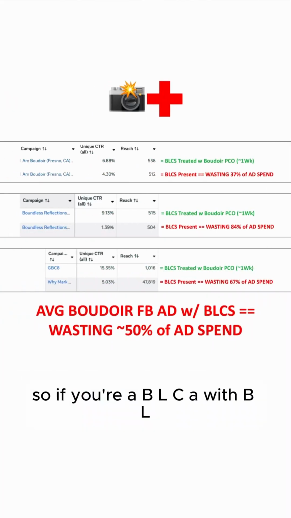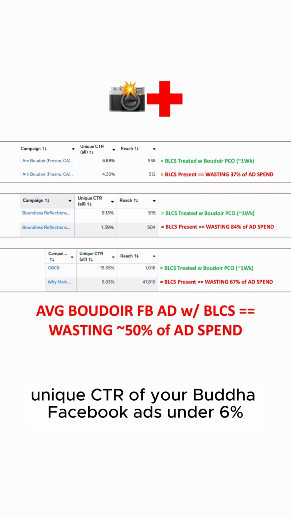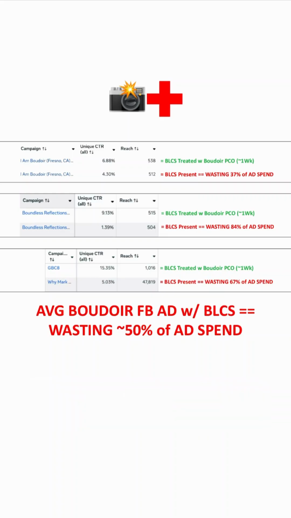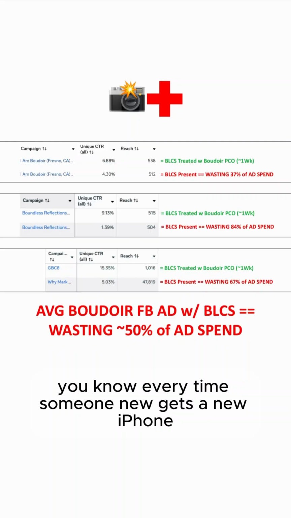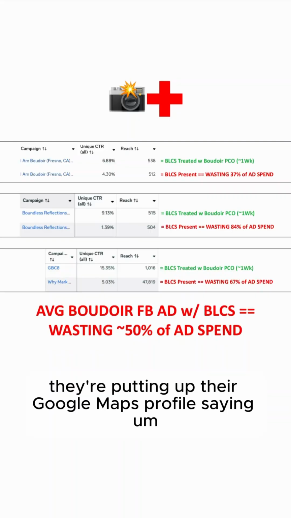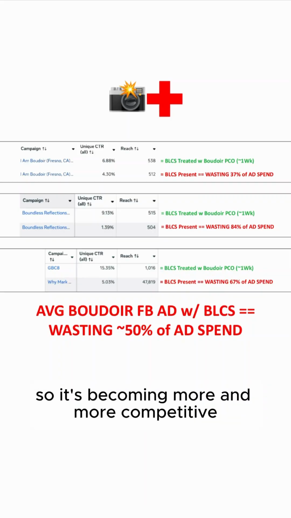So, if you're a BLCA with BLCS, a Boudoir low click advertiser with Boudoir low click syndrome, unique CTRL of your Boudoir Facebook ads under 6%, and you're spending more than 10 grand a month on Boudoir Facebook ads, and you see the market getting more and more saturated. You know, every time someone new gets a new iPhone, they're putting up their Google Maps profile saying that they now shoot Boudoir, or they got a new camera. Now they're in the mom group saying they also now shoot Boudoir. It's becoming more and more competitive, more saturated.